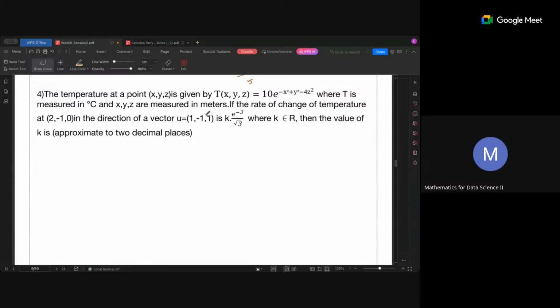So, what is it that you will do first? Find the gradient. What is the gradient function? Minus 20 e raised to the power minus 2x. Are you sure? No, ma'am. E raised to the power stays the same. Minus x squared plus y squared minus 4z squared. Anything else missing? Into x.